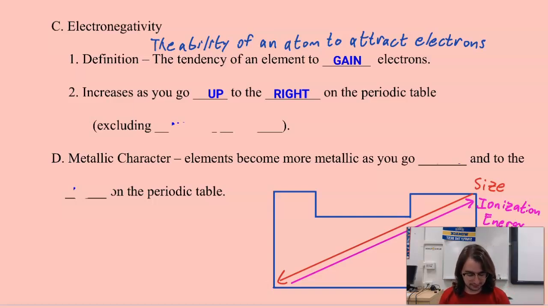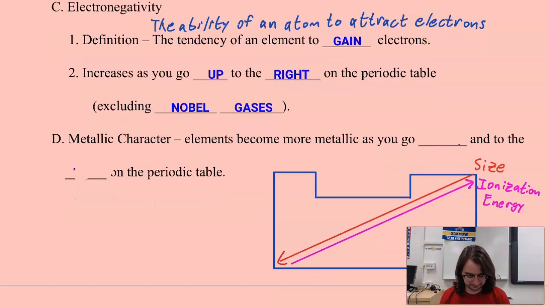So let's put one more arrow here. And I'm just going to put this arrow a little bit off this time. And let us label this arrow as electronegativity.